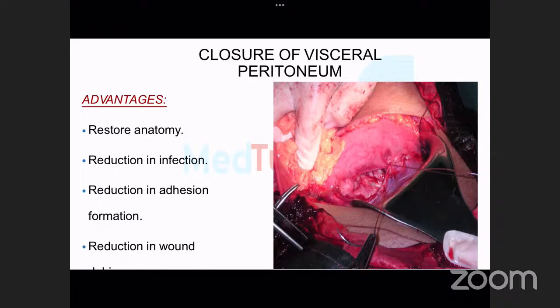What's the advantage of closing the visceral peritoneum? You are restoring the anatomy, and therefore you are also reducing the risk of infection and risk of adhesion formation. And that's an advantage, because when you don't leave any raw area, there will be no adhesion formation. Next slide.